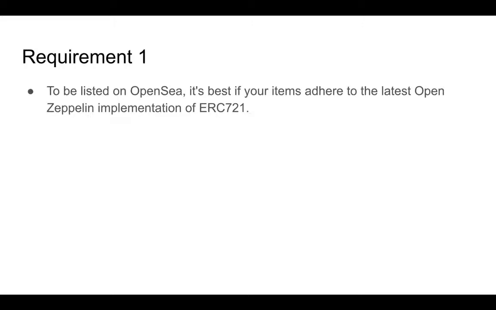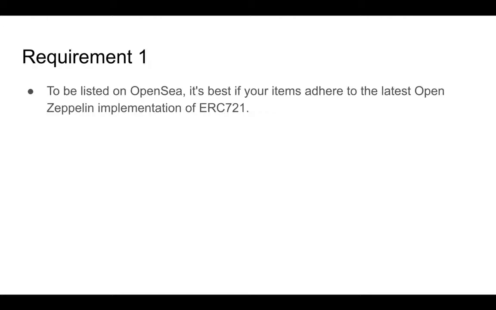So the first requirement to be listed on OpenSea is that it's best if your items adhere to the latest OpenSea implementation of ERC721. What it means is that if you want your tokens to be listed, for example, in the capstone project for Udacity's nanodegree in blockchain, make sure that your ERC721 is exactly like the OpenSeaCreatures implementation.